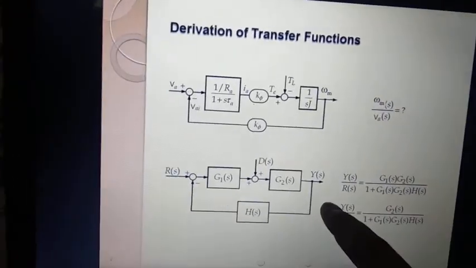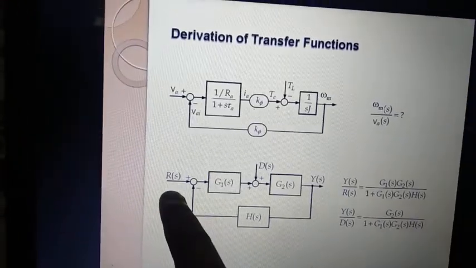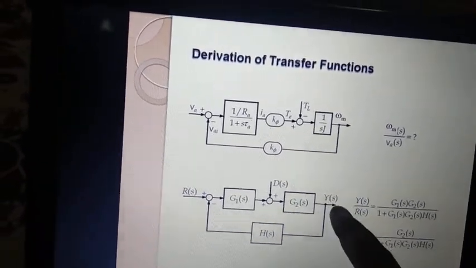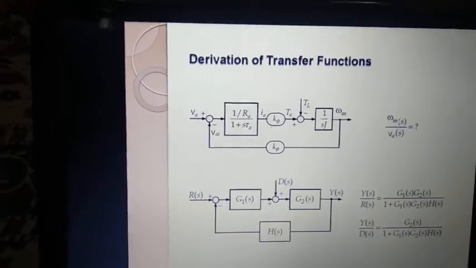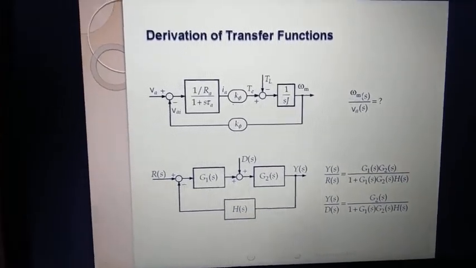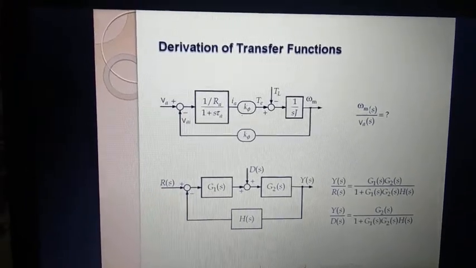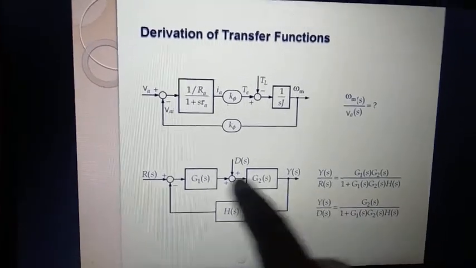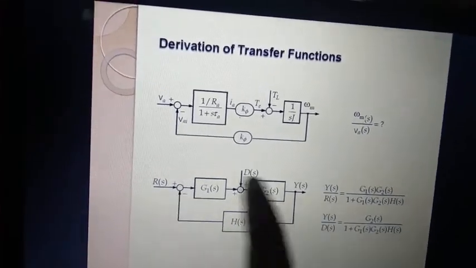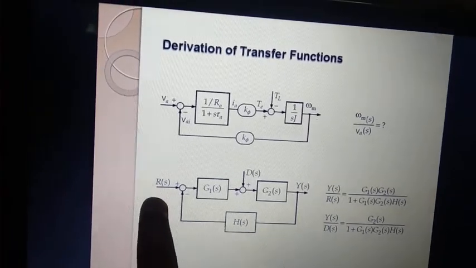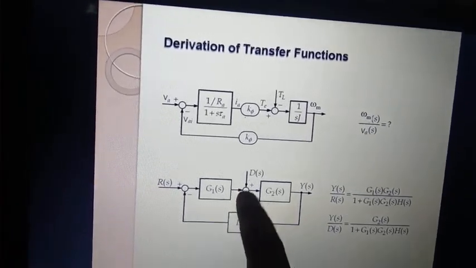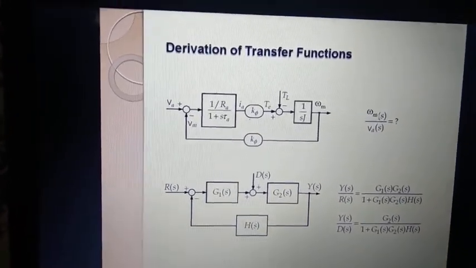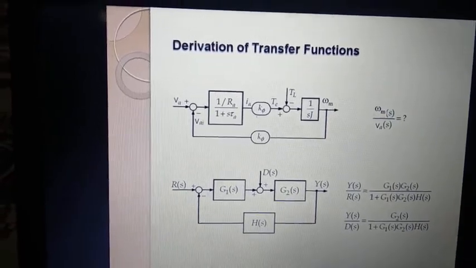When we combine this equation with this equation, here R(s) is an input variable, D(s) is also an input variable, whereas Y(s) is the output variable. Now when we calculate the transfer function, which is the ratio of output to input, first I can consider Y(s) as output and R(s) as input. In that case D(s) will be ignored. When D(s) is ignored, these two blocks are in series, and according to block diagram representation, when two blocks are in series, the resultant is the product of the two blocks.